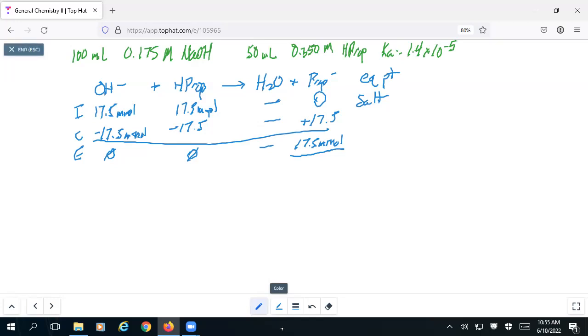The volume is the 50 plus the 100. So I've got 150 milliliters. So 17.5 millimoles divided by 150 milliliters to 3 significant figures is 0.117 molar. So in our brains, we can interpret this problem now as what is the pH of a 0.117 molar solution of sodium propanoate.